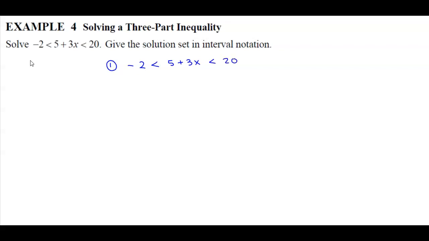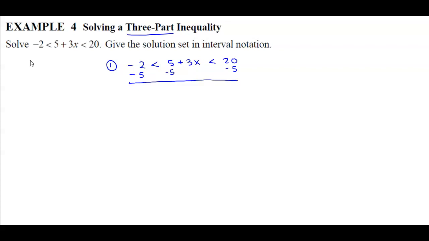Now, when they say a three-part inequality, that means that whatever you do to the variable or the terms in the middle of this inequality, you're going to do to all three sides. So basically, what you're doing is solving for x. That means you have to subtract 5 from the 5, which means you also have to subtract it from the -2, and from the positive 20. Hence the reason why you see a three-part inequality. So let's go ahead and continue.